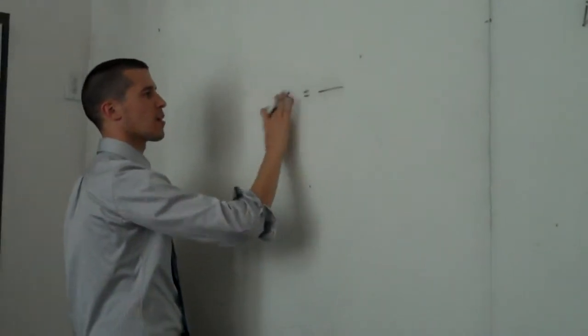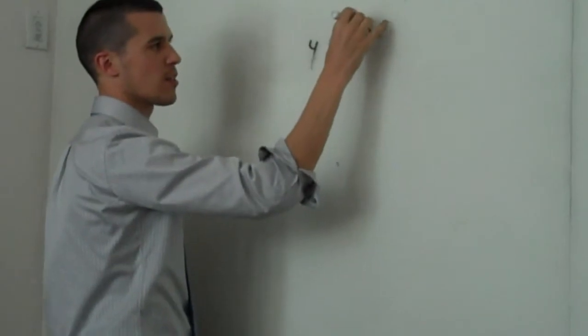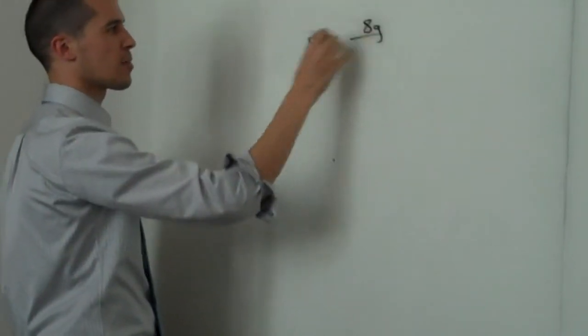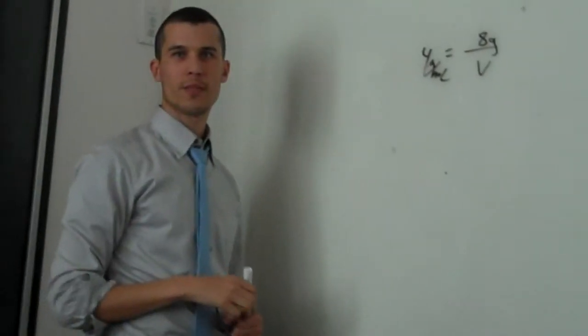Actually, I'm going to make it a little bit easier. So I have a density of 4. You've got a mass of 8. Okay? 8 grams, and this is grams over milliliters. What is the volume? That's what you want to know. Okay? So 4 equals 8 over V.